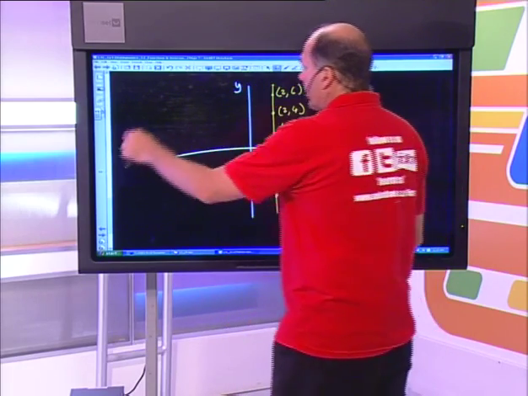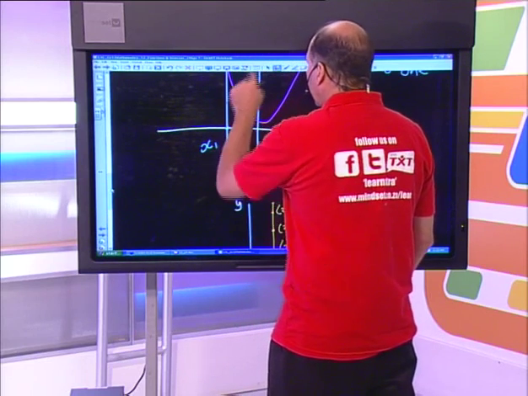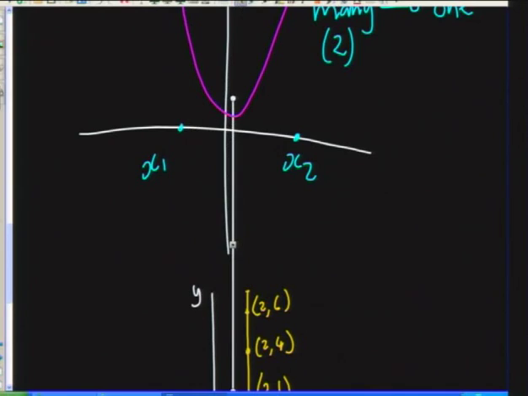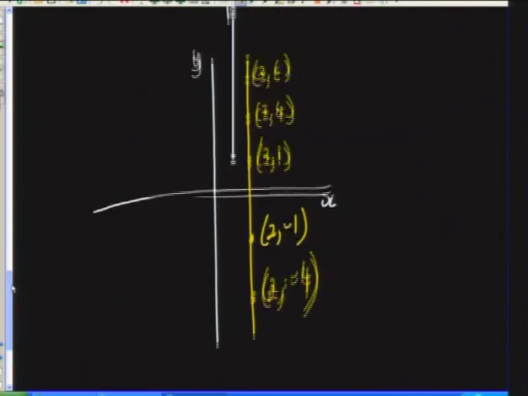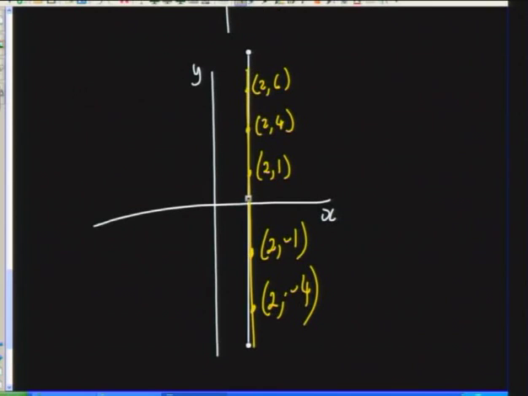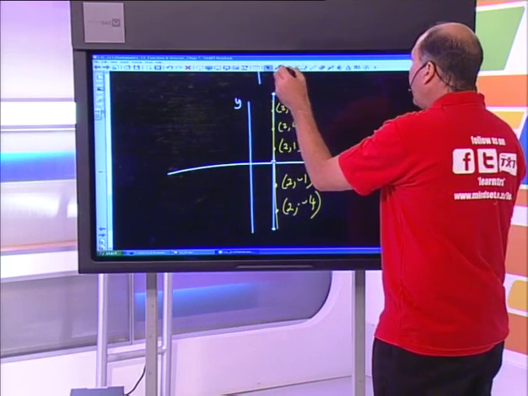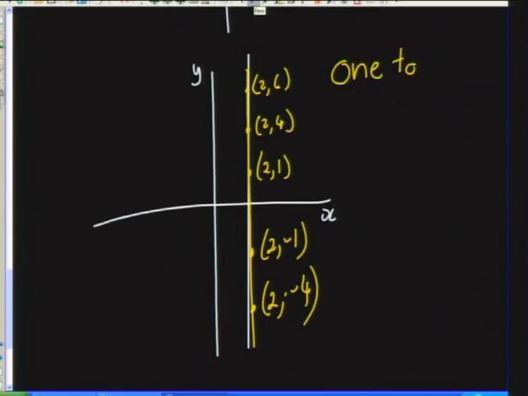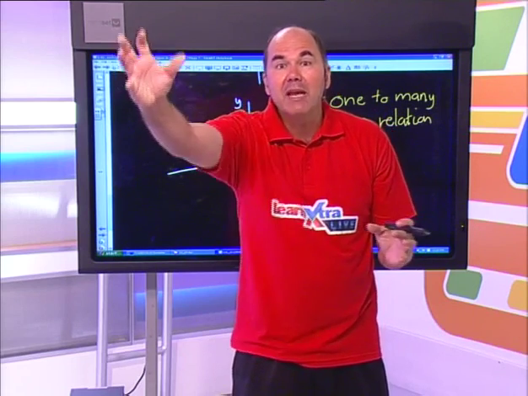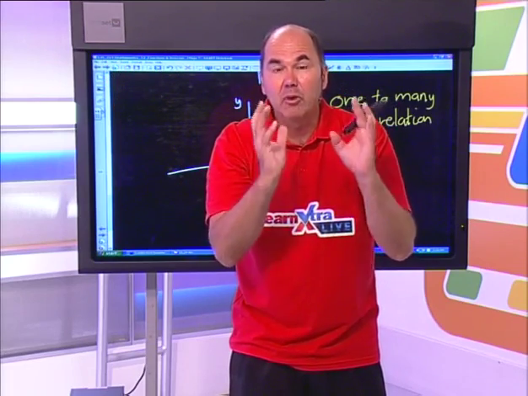Notice if we took the vertical line test, and I took my vertical line and moved it, I'm going to ask myself how many places this vertical line cuts my yellow line. Forgive me for not drawing freehand straight, but all of those points would be on the same vertical line, so they would cut in infinitely many places. This is an example of a one-to-many relation. It's not a function, it's a relation, because for the unique input, the 2 value, there are many possible answers. We don't like that when we're dealing with functions.